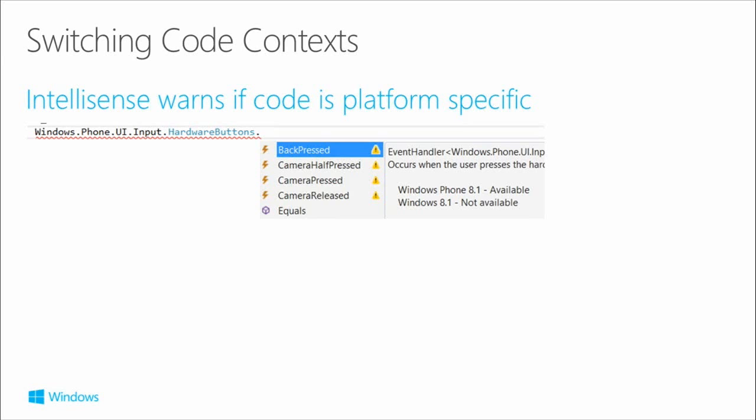There's a lot of cool stuff. We can switch code contexts inside of our application, inside of our files. And when we switch the code context from a Windows Phone application to a Windows 8 application, IntelliSense will warn us if we have a piece of code or a file living inside of our shared project that is platform specific. So if we accidentally start writing any sort of code that only works on Windows Phone or only works on Windows, IntelliSense will let you know, hey, this is a platform-specific piece of code. You're going to have to deal with that.